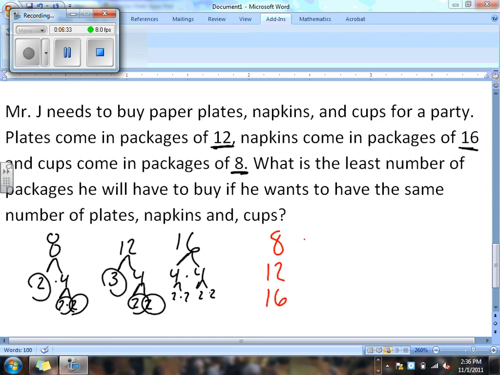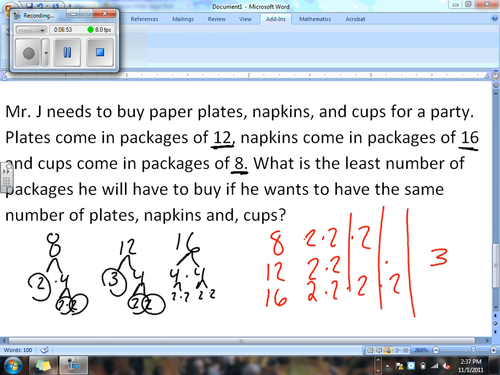8 can be written as 2 times 2 times 2. 12 can be written as 2 times 2 times 3. And 16 can be written as 2 times 2 times 2 times 2. Again, draw our columns. All right. We're going to take one from each column. So we're going to have 2 times 2 times 2 times 2 times 3.